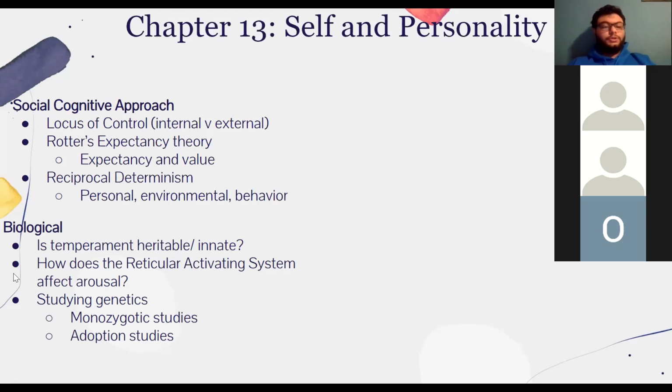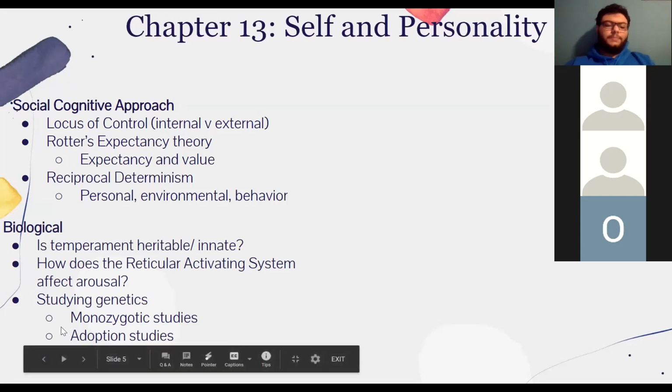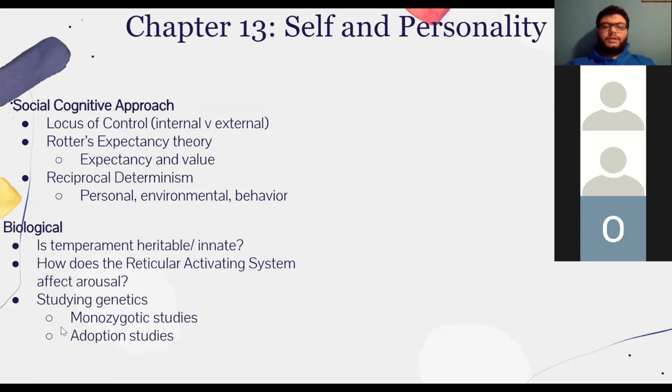Biological approach or biological studies more focus on genetics. So twin studies, or more specifically monozygotic studies, help us understand how much of our personality is based on nature versus nurture. And then the same thing with adoption. So adoption would be how our nurture was affected by different families versus what came from the same parents, the same genetics.